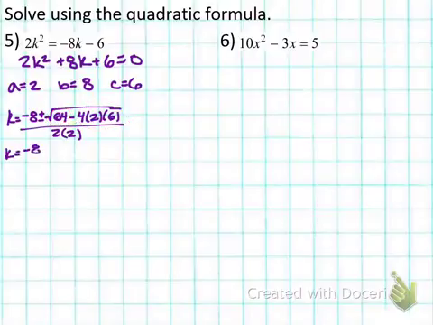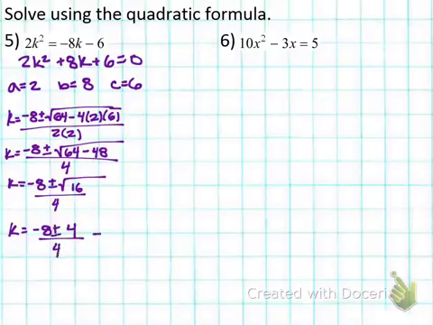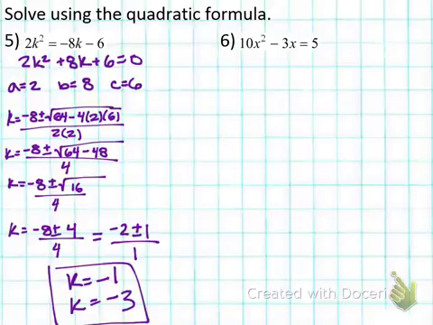Okay, 8 plus or minus. And then 2 times 2 on the bottom just gives me 4. 64 minus 48 is just 16. And the square root of 16 is 4. So I have this. I can reduce everything by 4, so I have negative 2 plus or minus 1. And my 2 answers are negative 2 plus 1 gives me negative 1. Negative 2 minus 1 gives me negative 3. And there's my 2 answers.